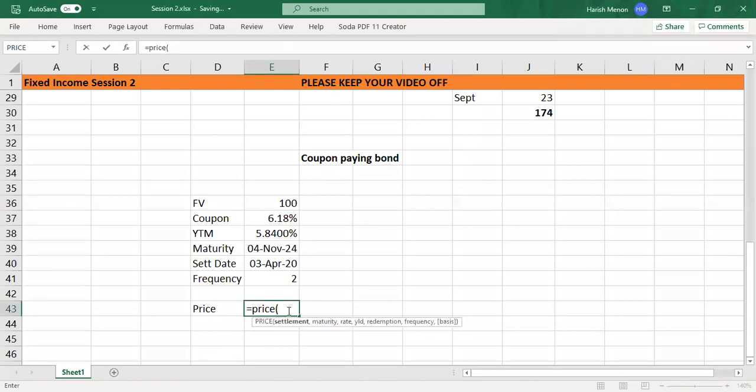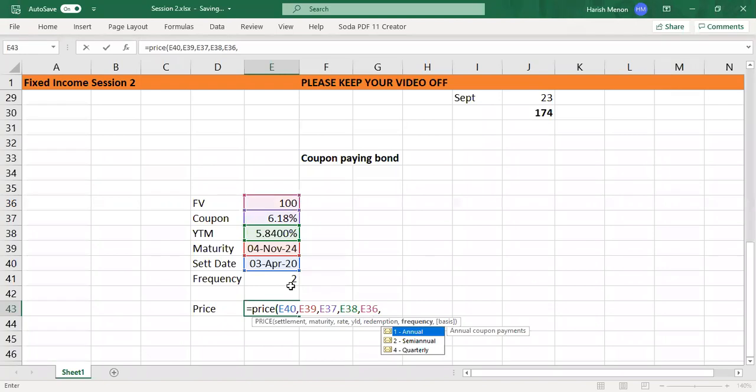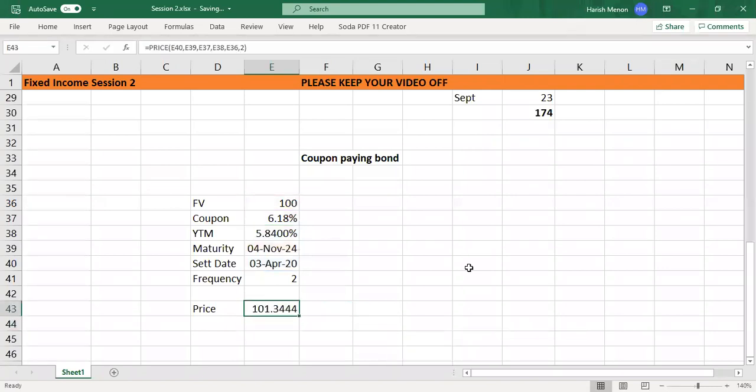So you can see the formula here. It is asking you for information. You can clearly see it there. It is asking for settlement date, maturity date, rate, which is the coupon, yield, YTM, yield to maturity, and redemption as in redemption value. How much will you get back on redemption? 100. Frequency of the coupon, semi-annual. We pay 2 times coupon a year, and that's it. This is the price at a yield of 5.84.